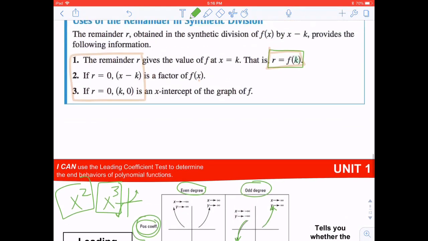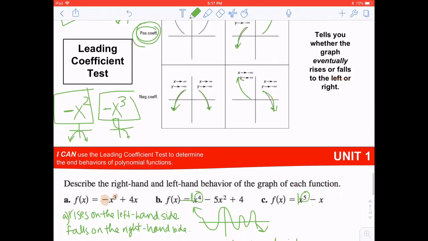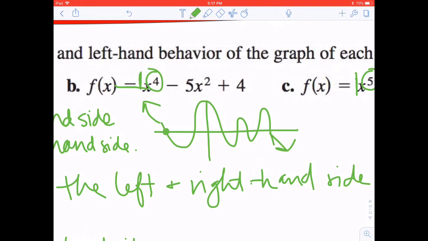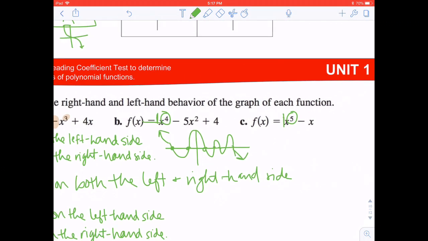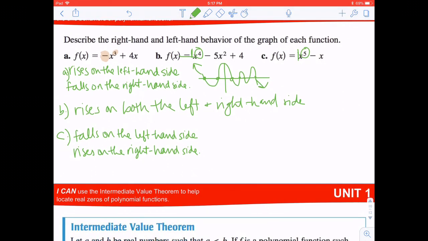We've looked at the remainder theorem, which helps us to start to find some of those x-intercepts. So we now have another tool where we can start to determine what is happening in between that end behavior. And we're going to continue learning more and more tools to help us determine what is happening in this polynomial function or any polynomial function.